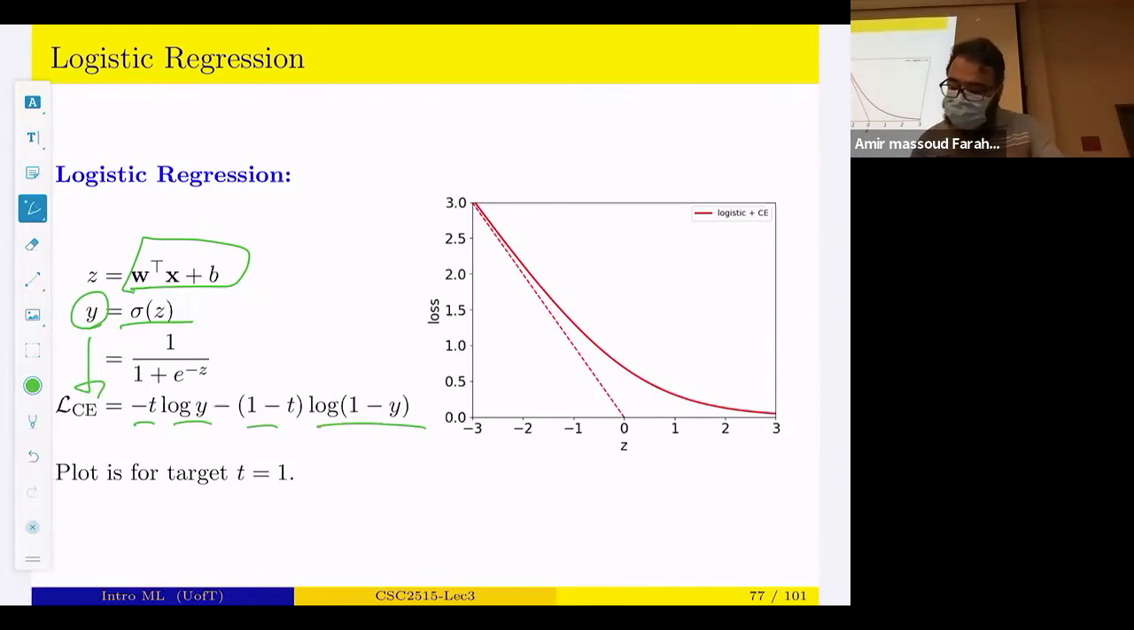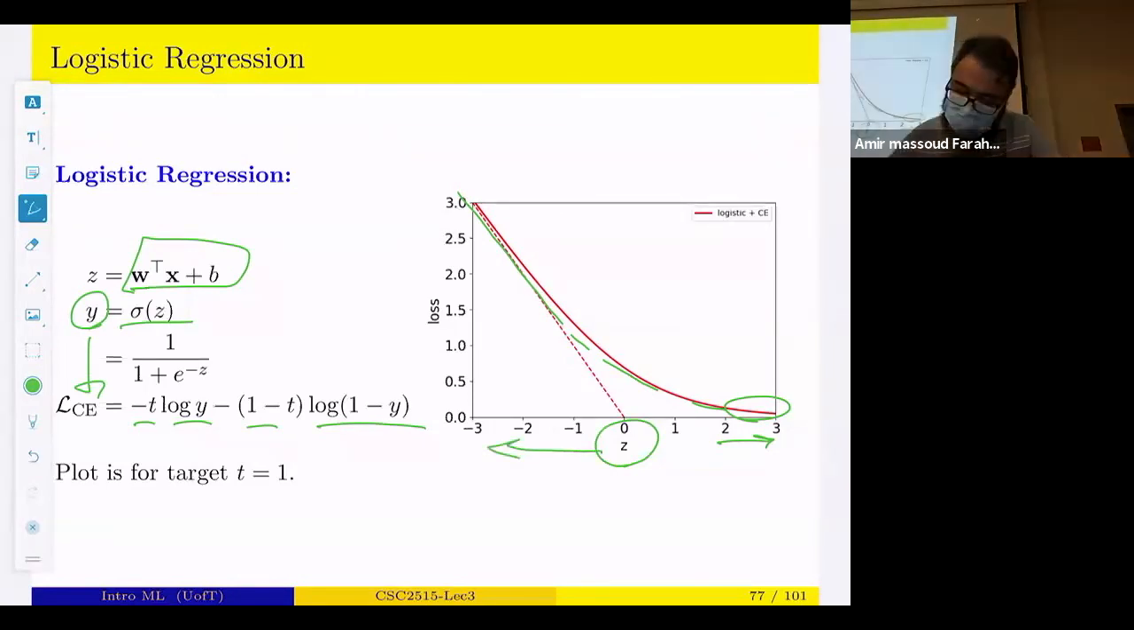And the loss function as a function of z looks like this. So here it is drawn for the case that the true target is t equal to 1, so positive. So in the positive case, we are not supposed to suffer anything. In the negative case, we suffer some loss. And how much we suffer depends on how negative our prediction z is.